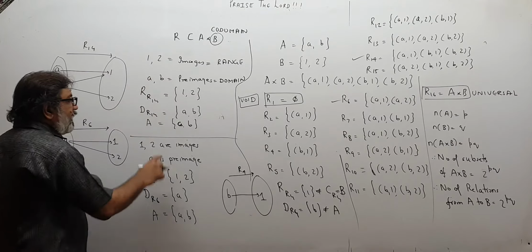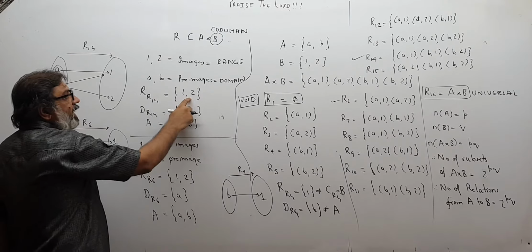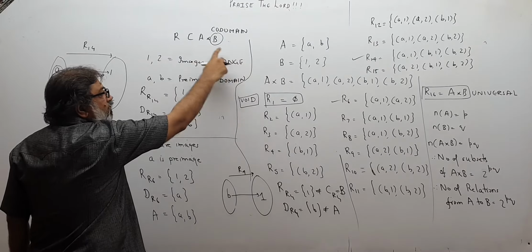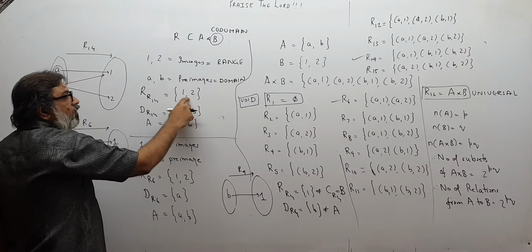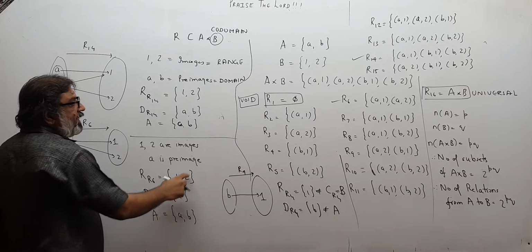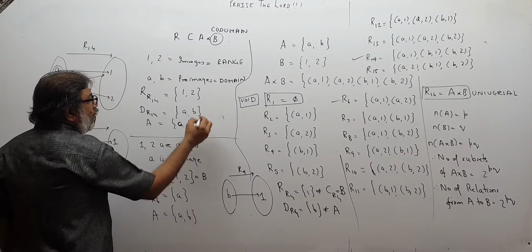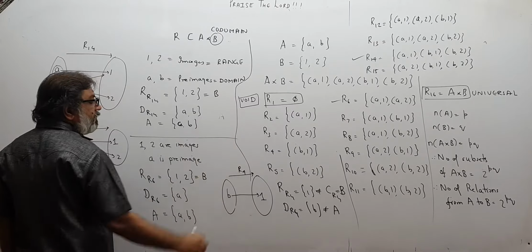Sometimes it may be equal. Here the range was {1, 2} and the codomain also was {1, 2}. See, B is {1, 2}. So the range is {1, 2} and the codomain is also {1, 2}. Here the range is {1, 2}, again the codomain is {1, 2}. So in this case, the range is equal to the codomain.